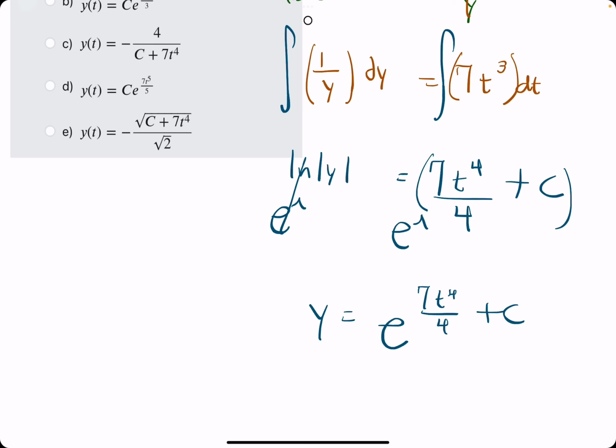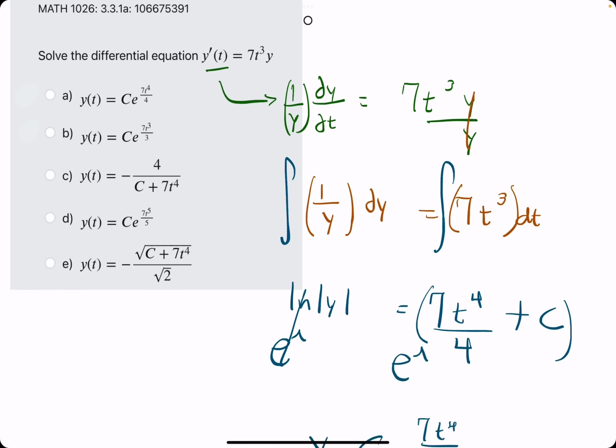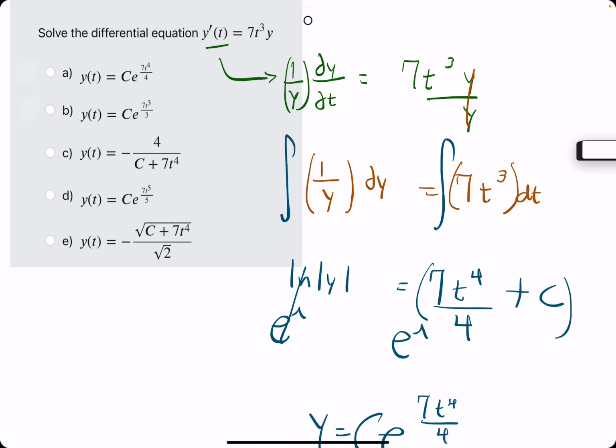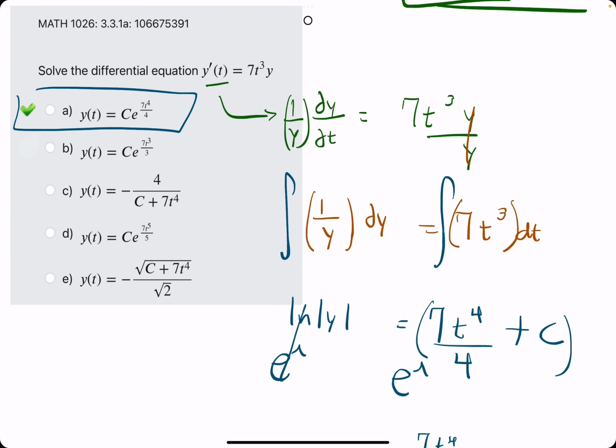And again, you could break this up as e to this power times e to the c, but e to the c is just another constant. So they've just multiplied by that constant out in front. So c times e to the 7t to the 4th over 4 looks like option 8. And that's it.